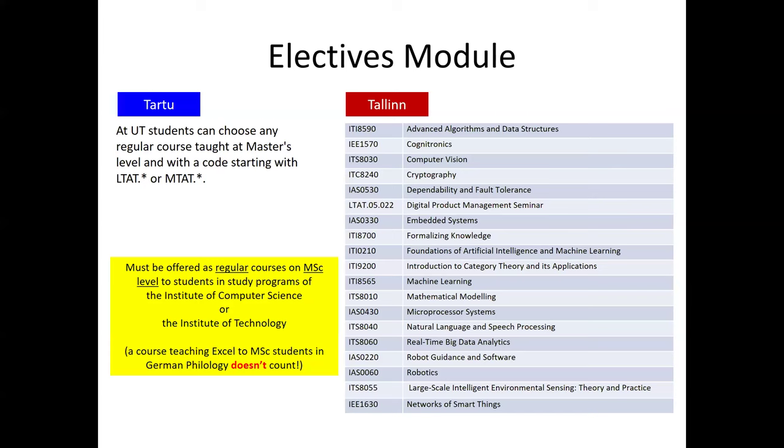There's no point in going into this. You can look this all up on our web pages. The point I want to make here is that there is actually a very big choice. So we have many. You can take in Tartu, for example, all the courses that I taught to master level computer science and software engineering and data science students. And at Tallinn, you have this fixed list of roughly 15 different courses.